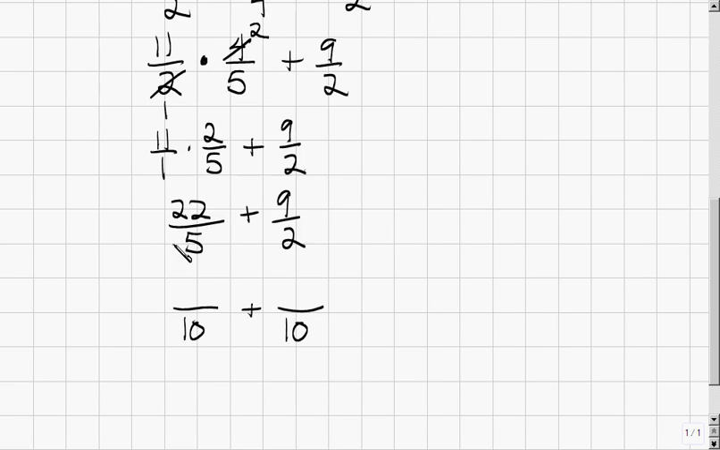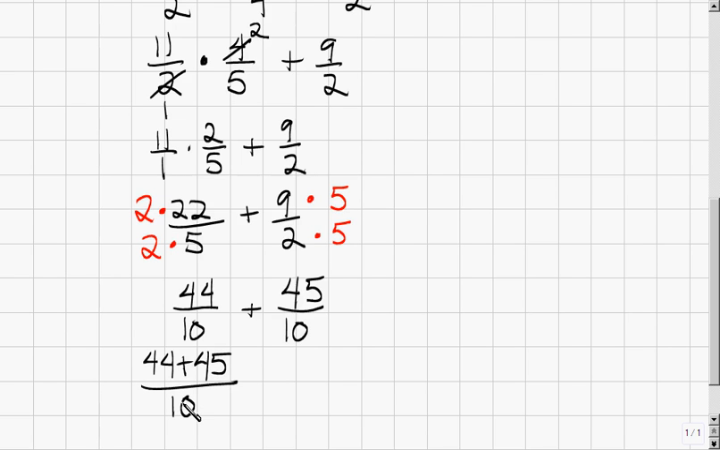That means we need to convert each one of these two fractions to an equivalent fraction. So 5 we would need to multiply by 2 to get 10. So since we're multiplying by 2 on bottom, we'll multiply on top. 2 times 22 becomes 44. The second fraction, we would need to multiply 2 by 5 to get 10. So we'll multiply the numerator by 5 to get 45. Now that we have two fractions we're adding with common denominators, we'll add the numerators. So this becomes 44 plus 45 over the common denominator of 10.